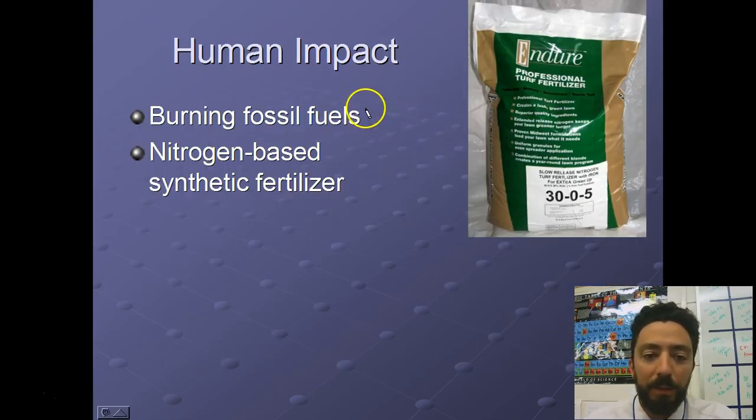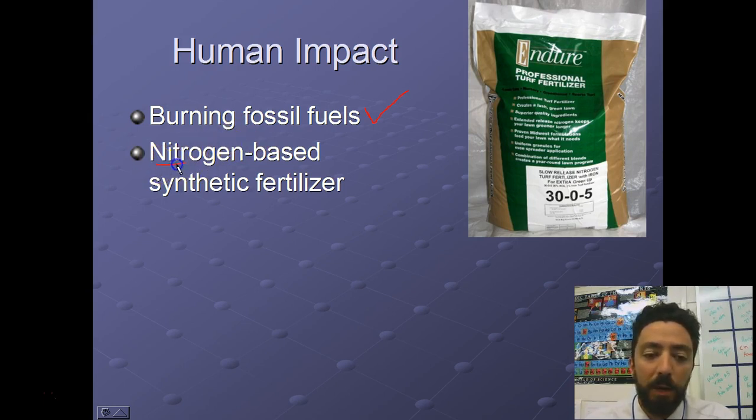Human impact, really big impact is fossil fuels. So there is nitrogen in fossil fuels. It's in the soil, it's in the rocks, and it's in the air. So when we're burning things at high temperature, we're going to be burning some of that N2, and we're going to form nitrogen oxides, which are actually a form of air pollutant, not something that plants can use.